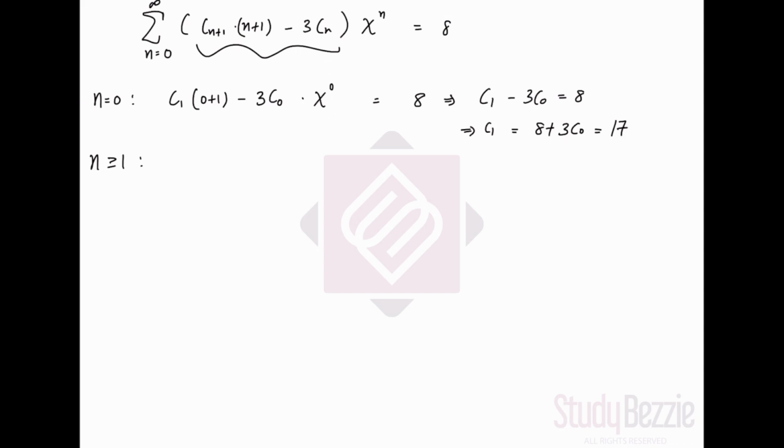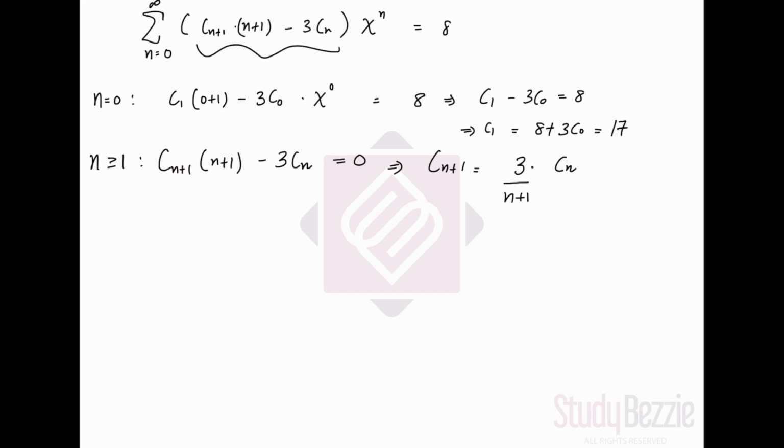So with that being said, we have c_{n+1} times (n+1) minus 3 c_n equals 0. This will give you a recursive relationship, which basically uses the previous coefficient to find the next coefficient. You can easily deduce from here that c_{n+1} is going to be 3 times c_n divided by n plus 1.